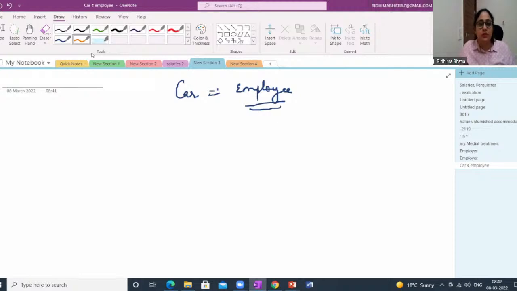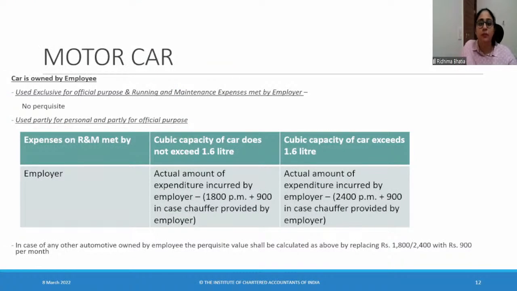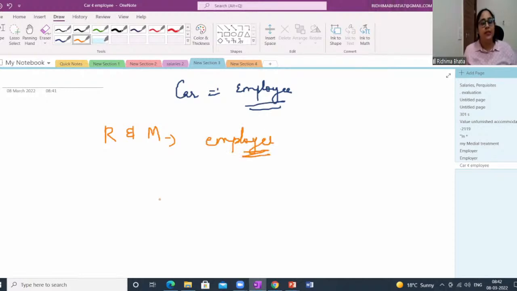Here, what comes into place is who is bearing the running and maintenance. Simple, right? Usi pe we'll see. Because car to employee ka hai, correct? So isme kuch 10% is not required to be added, correct? Running and maintenance: if provided by employer, only then the perquisite part would arise, because gaadi to employee ka hai.